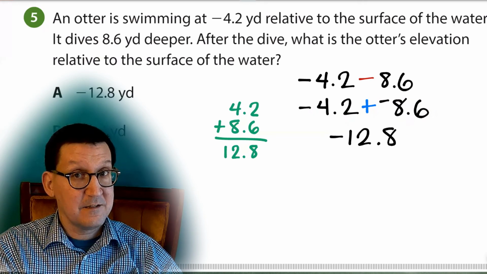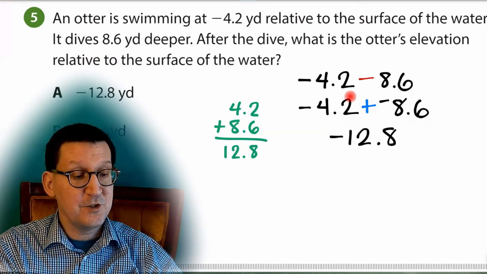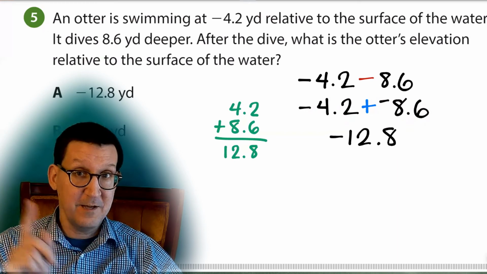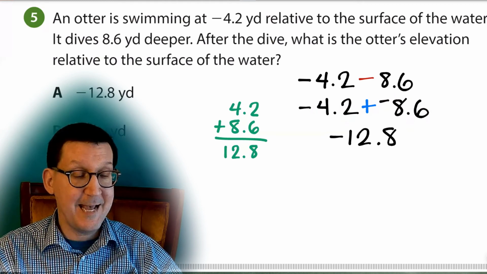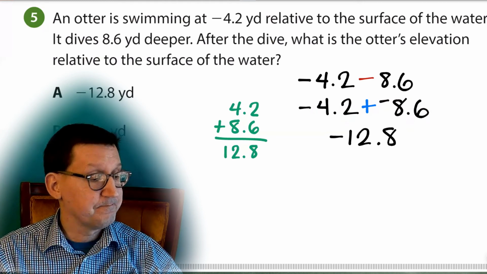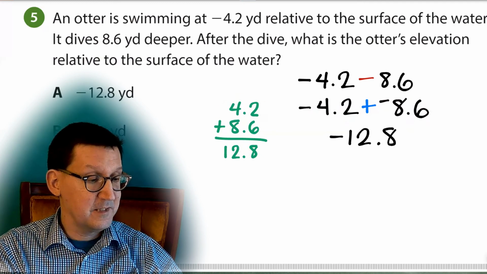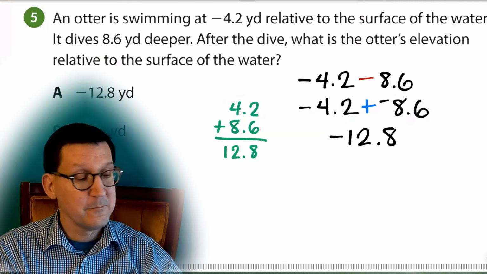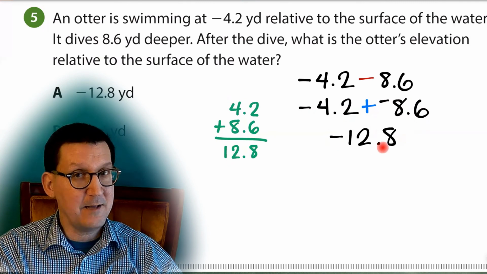So that tells us we have two negatives added together. So we can just add these two numbers, right? Because if we have a negative and we add another negative, we're just going more and more negative. So we can add those two numbers because it's just the opposite of an addition problem. So 4.2 plus 8.6. 2 and 6 is 8. 4 and 8 is 12. So our answer has to be negative 12.8.